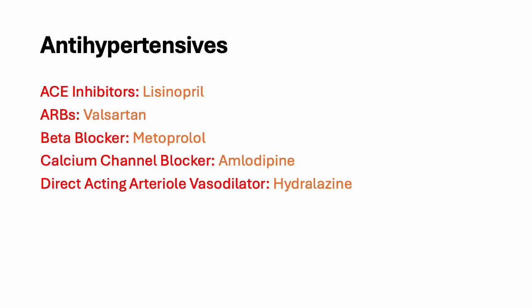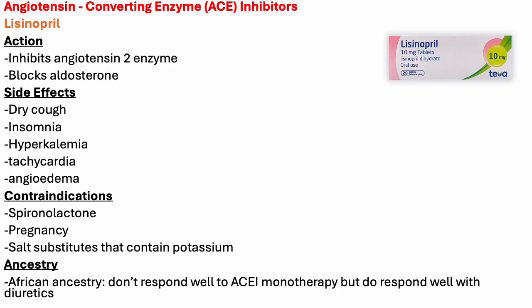Now we have the antihypertensives. The first antihypertensive is the ACE inhibitors, angiotensin converting enzyme inhibitors, lisinopril. So the action of lisinopril is to inhibit the enzyme that makes angiotensin 2, so then you won't have this severe vasoconstriction. You also do have the effect of blocking aldosterone with this drug, which decreases sodium and increases potassium, kind of like spironolactone.